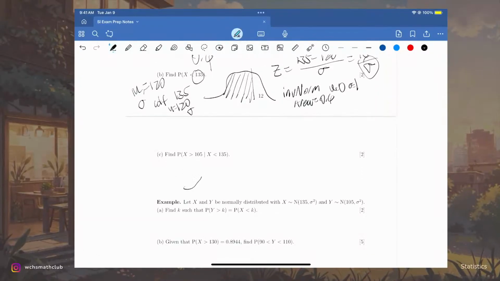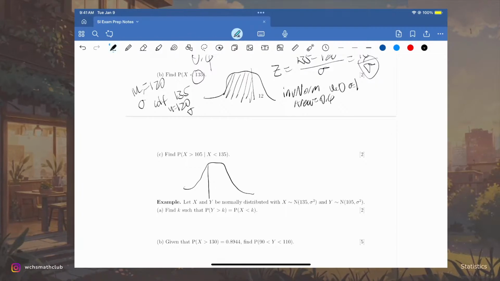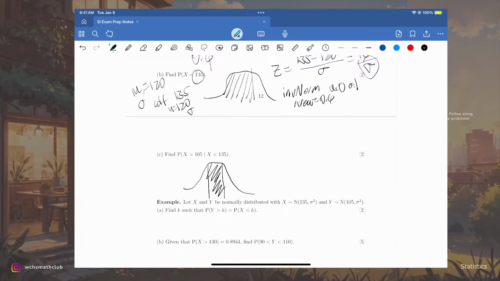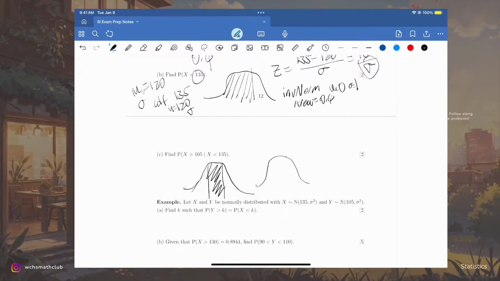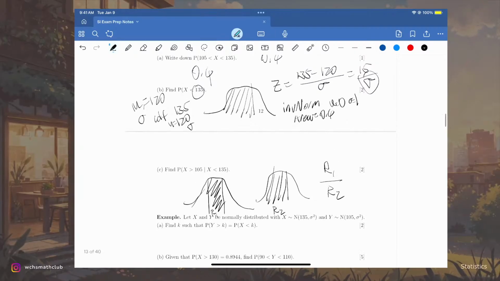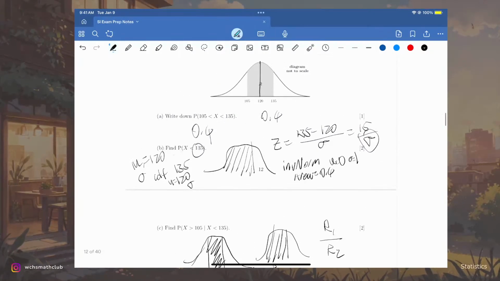Next, since you have all the data again, let's redraw the curve. It says P that x is greater than 105, given that x is less than 135. So what is the probability of this part given that it is within this part? And all that would be is if this was R1 and this was R2, it'd just be R1 over R2. And notice that these are the two values that you found in part A and part B.